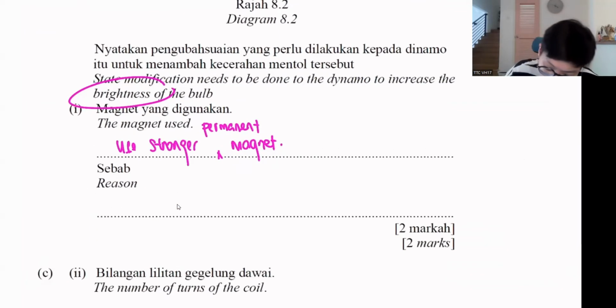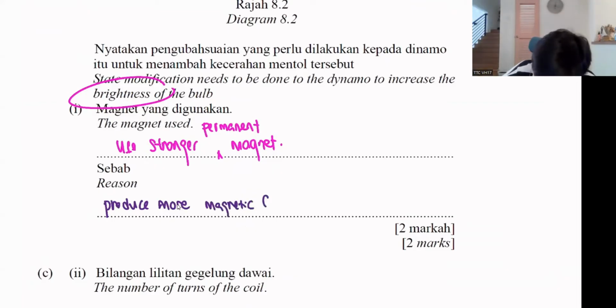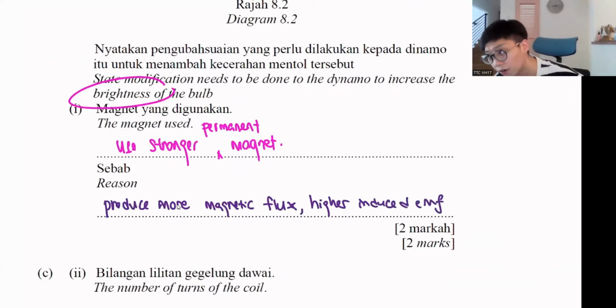Okay, why? What advantage does a stronger permanent magnet have? It will produce more magnetic field lines, or you can say produce more magnetic flux. So therefore, higher induced EMF can be produced. Okay, or you can say more induced current.